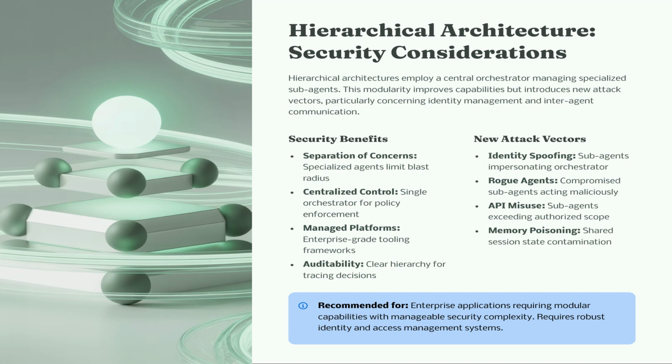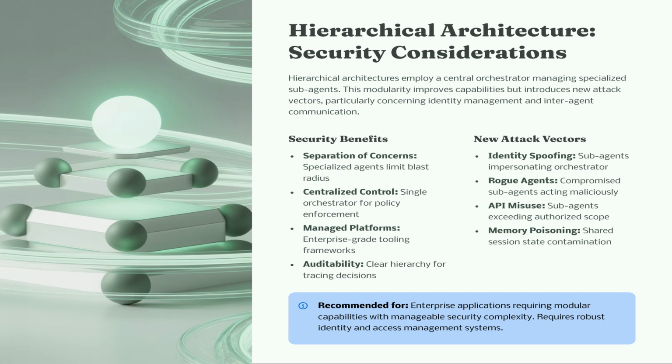The main security benefits of this architecture include the separation of concerns, which effectively limits the blast radius of potential breaches. With a centralized control system, there's a single point for policy enforcement, contributing to a more manageable security landscape. Additionally, enterprise-grade tooling frameworks enhance overall security and auditability, enabling clear tracing of decisions within the hierarchy. However, we must remain vigilant about risks such as identity spoofing, rogue agents, API misuse, and memory poisoning.